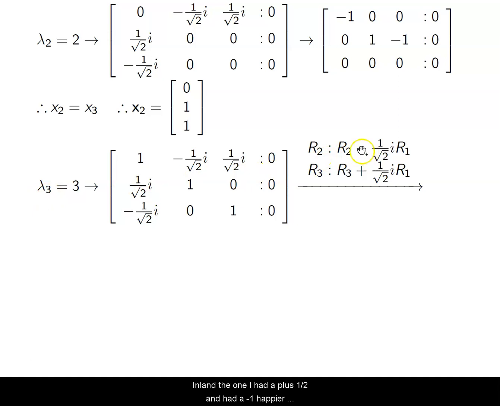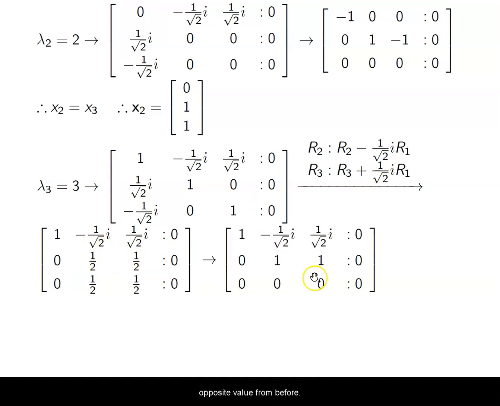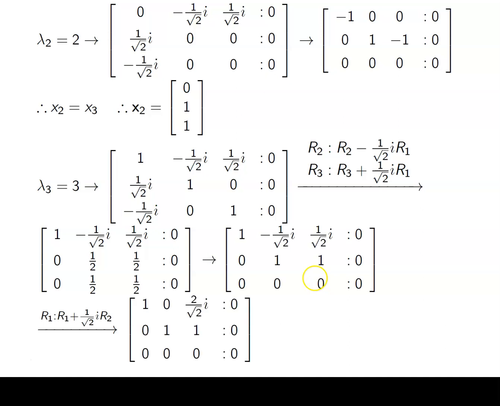In lambda 1, I had a plus 1/2 and I had a minus 1/2 here. And that's because my signs were different there, right? But I didn't know that when I did it. I did it by hand. It turns out that that's just the way it is. So everything that I have is really just the opposite value from before, but everything comes out almost identical.